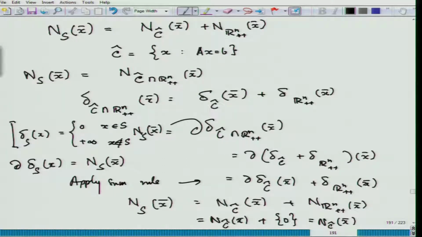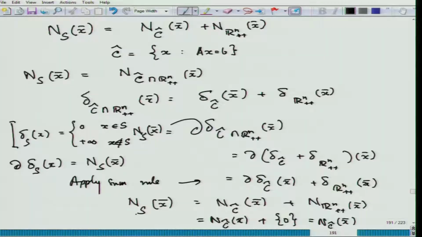If you do not remember how a sum rule is applied, let me tell you that the domain of the delta function, the convex function, is Rn plus plus, and it is continuous on Rn plus plus, and that is why you can actually do the sum rule, you have equality. And then writing down this definition that the subdifferential of an indicator function is a normal cone, you have this.